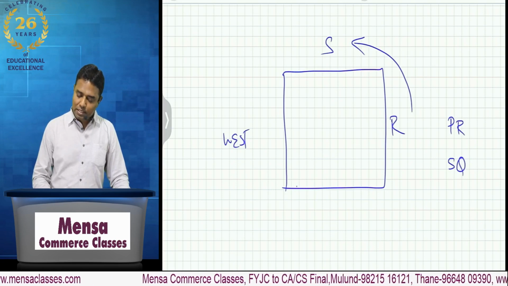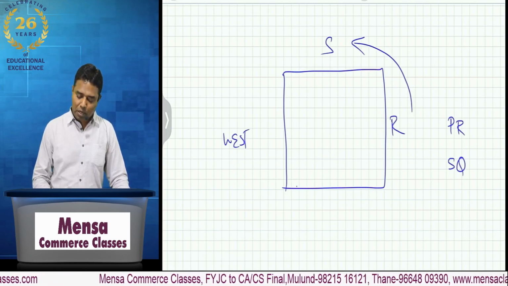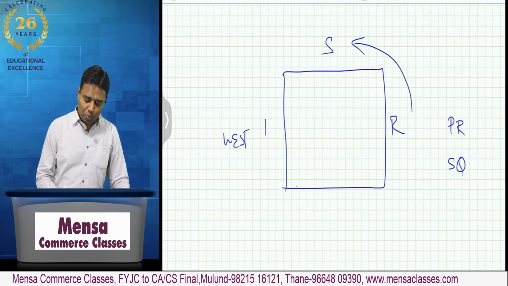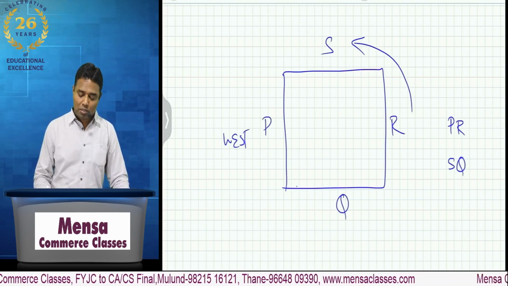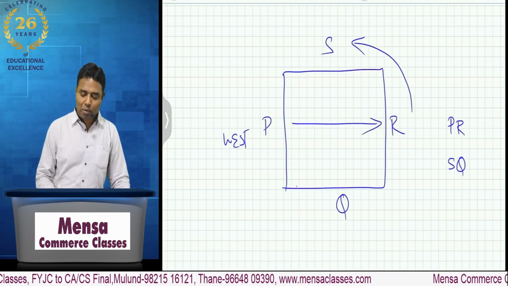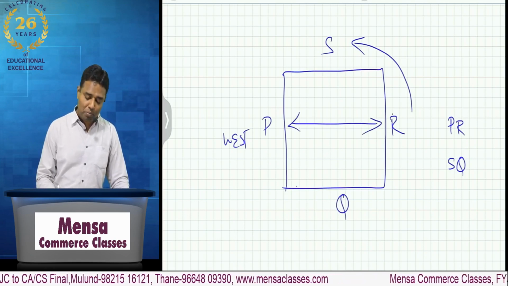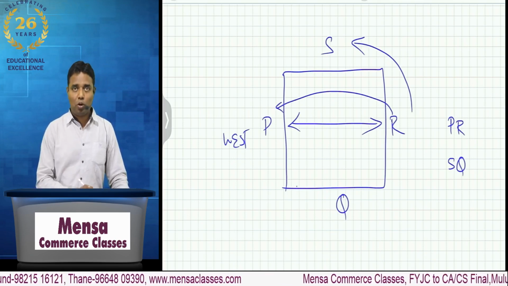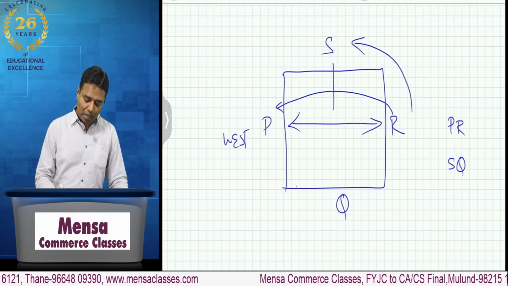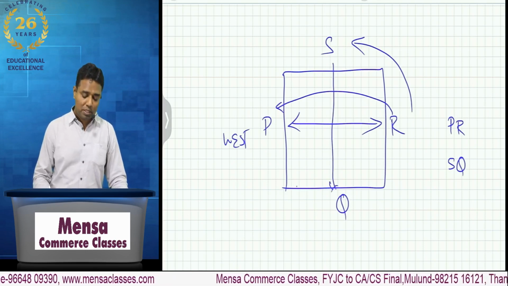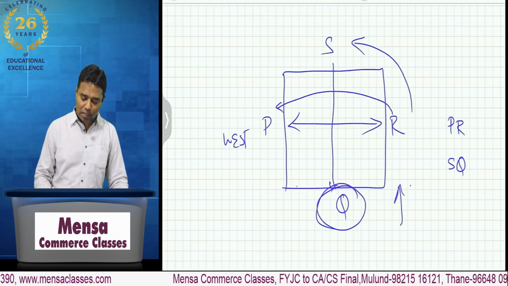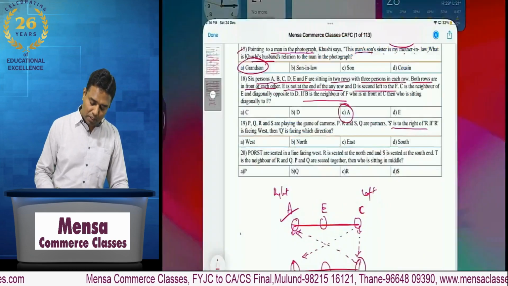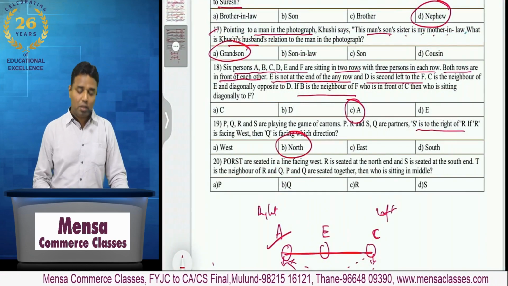Then Q is facing which particular direction? Now what are you left out with? If you see carefully, what is left is P and Q. Because P and R are partners, obviously P has to be in front of R. So he cannot be here, no? He has to be opposite way. So Q is the partner of S, so he is opposite here. What is the question asking? Which direction is Q facing? So Q is facing the north direction, and north direction is our option B.